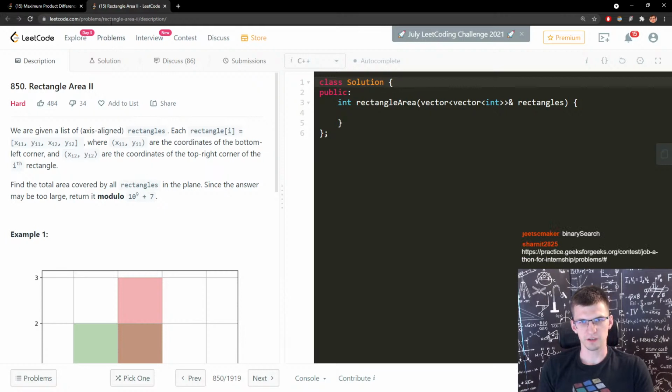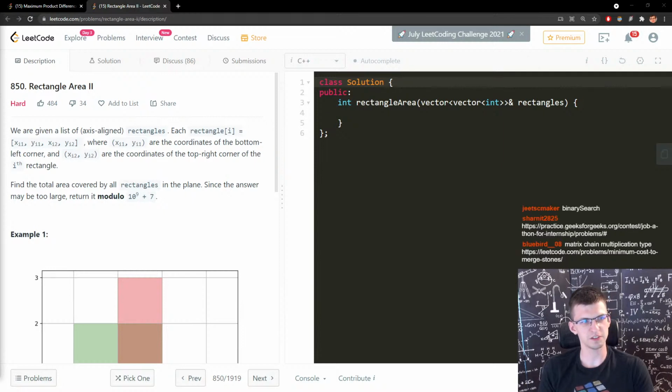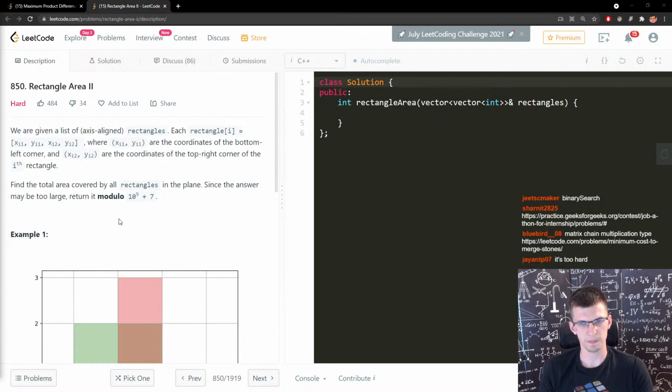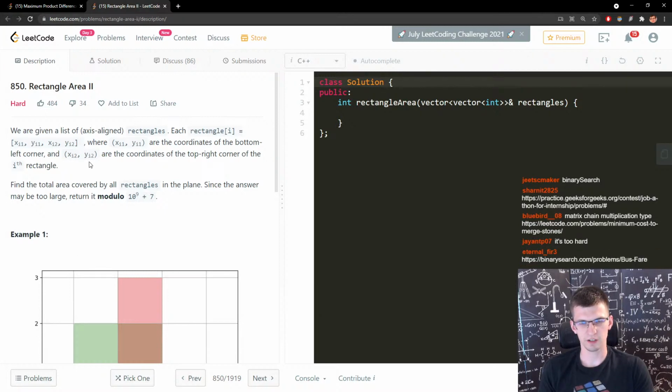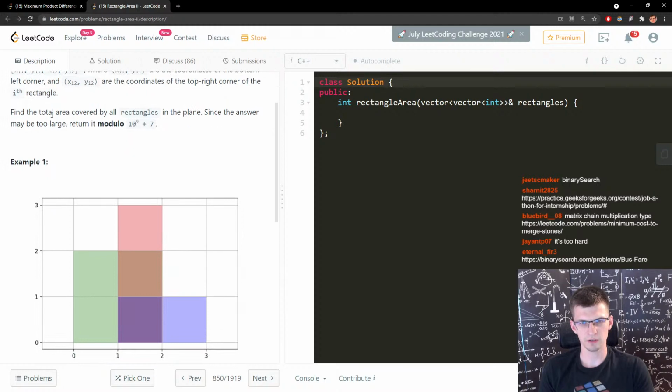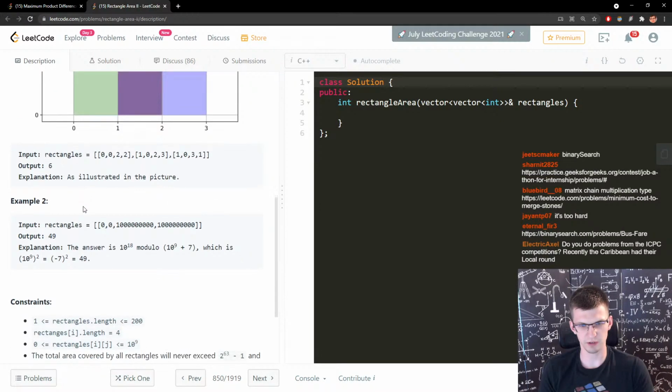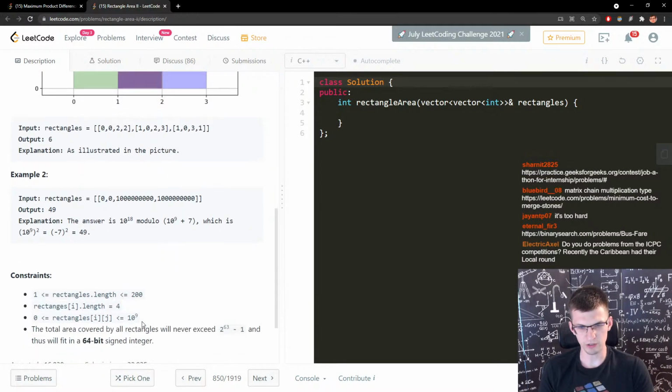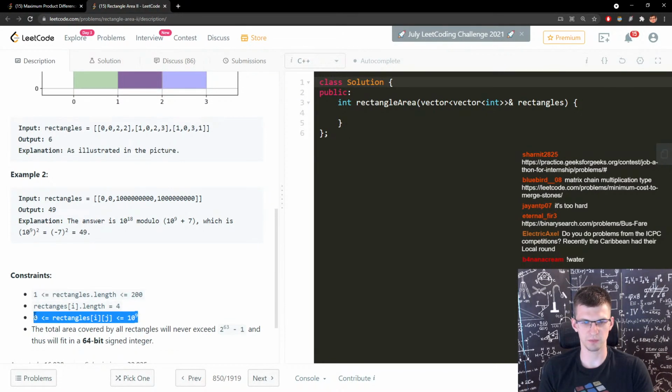We're given a list of rectangles. Okay, no more suggestions, guys. Too much. I need to start using Discord to grab suggestions before streams. We are given a bunch of rectangles, and we need to say what's the number of cells that are covered by at least one rectangle. Oh, coordinates are up to 1 billion. Then I think it's too difficult of a problem.